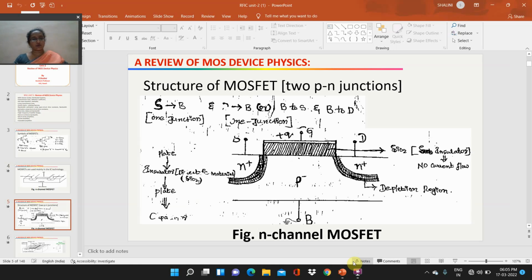What are the two junctions formed here? Source to body and drain to body, or body to source and body to drain. Here we take a lightly doped P substrate and N diffusion regions. The region between the two N diffusion regions is coated with SiO2, and then a metal plate is placed, and the gate terminal is connected to that metal plate.